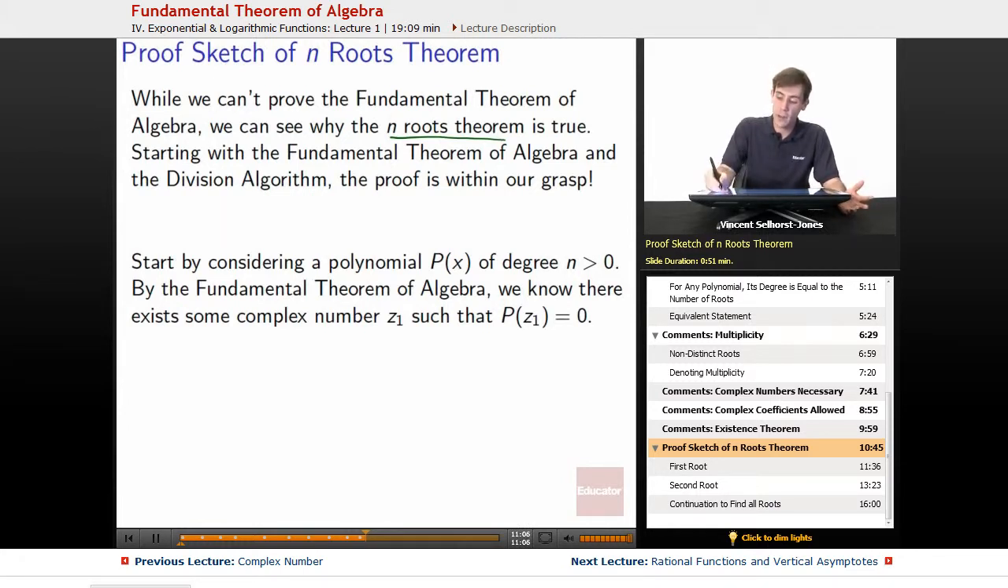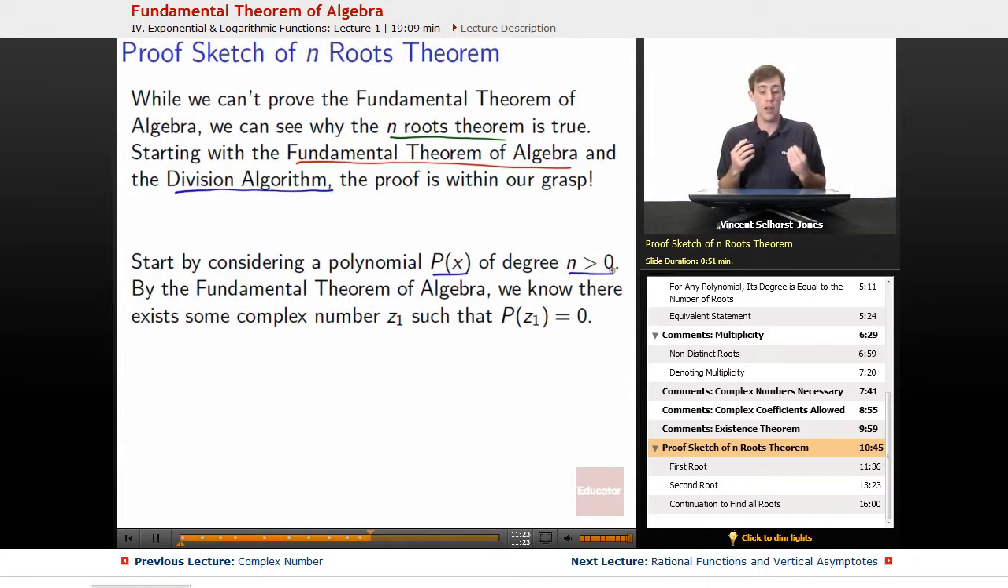So, starting with the fundamental theorem of algebra, which we will not be able to prove, and the division algorithm, which we addressed earlier when we talked about polynomial division, the proof is within our grasp. So start off by considering some polynomial p of x with degree n greater than 0. Now, the fundamental theorem of algebra said that there is at least one root. So we're guaranteed there's at least one root.